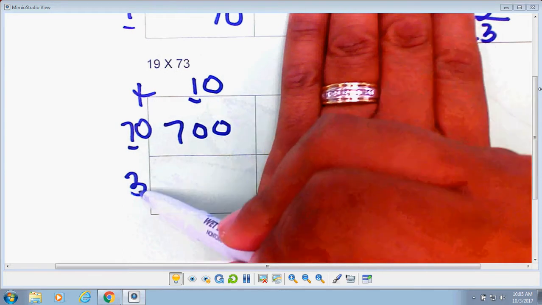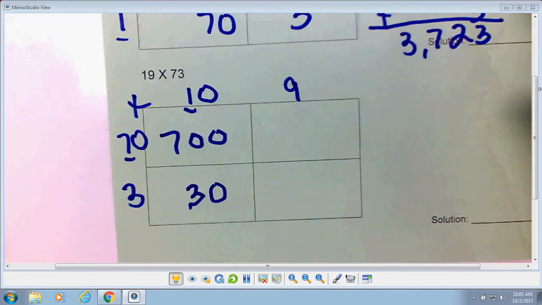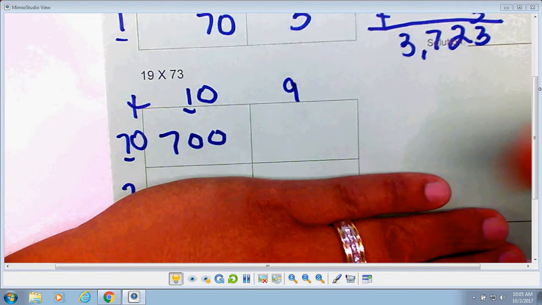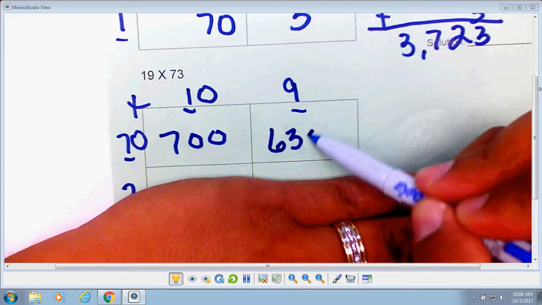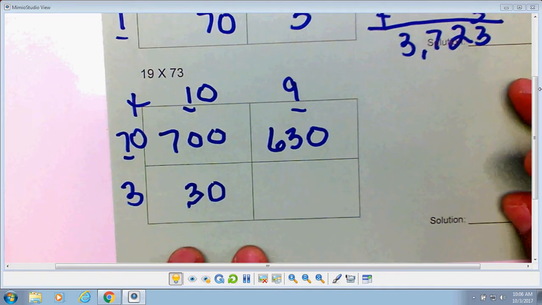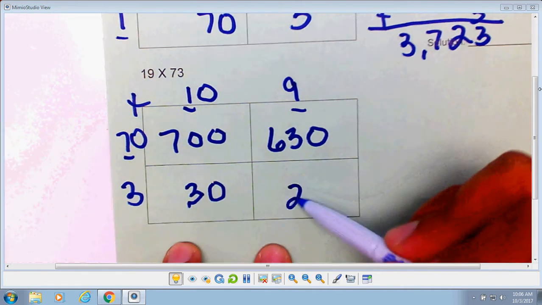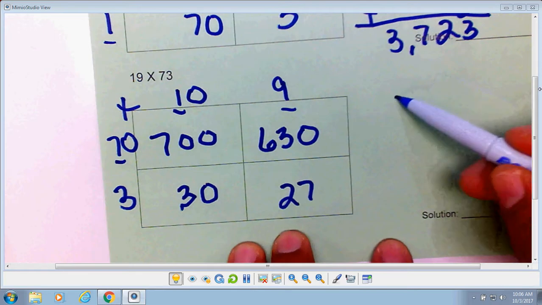Solve the basic fact first. 3 times 1 is 3. Add a 0. And then we are left with 9 times 7. 63. Add a 0. If you don't know your nines, then use the nines trick. 9 times 3, 27. Then we're going to add the parts.